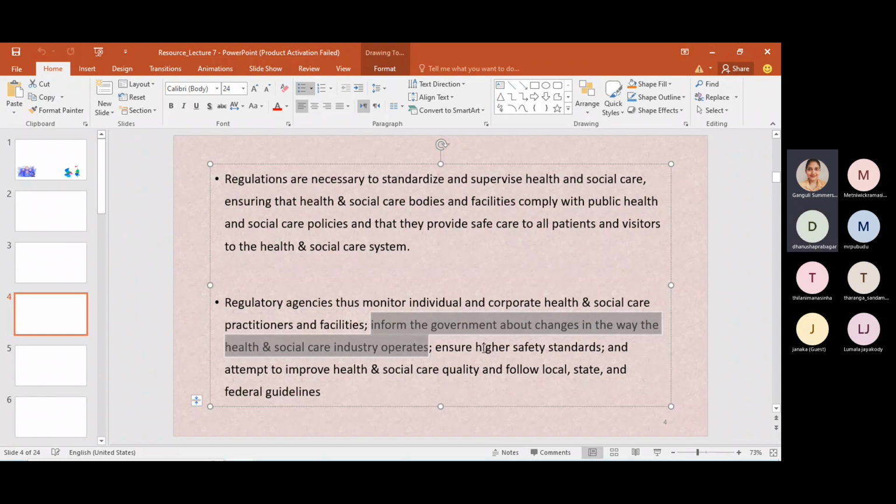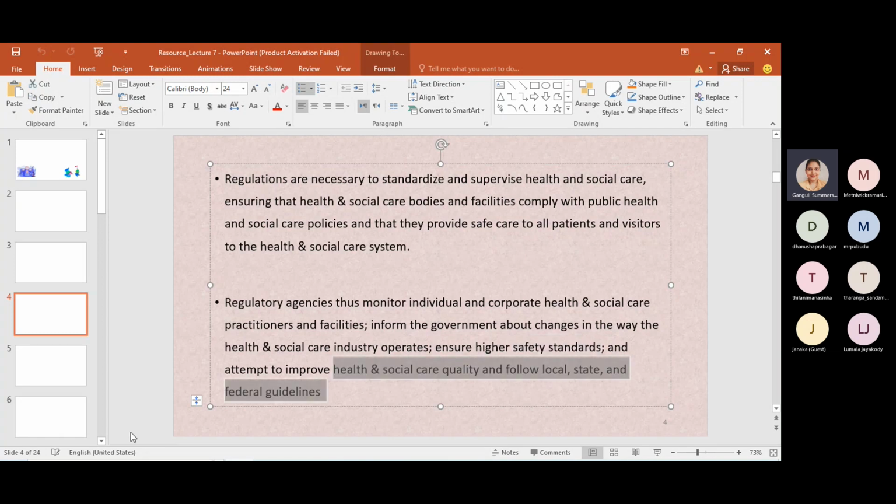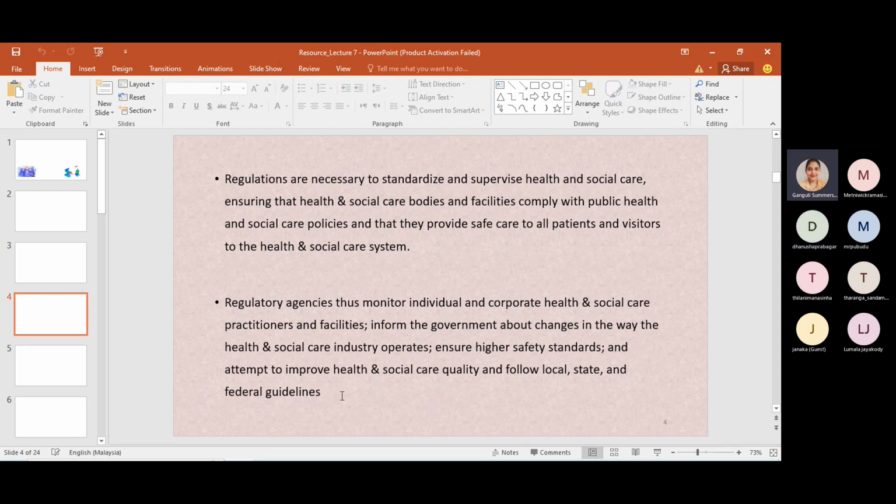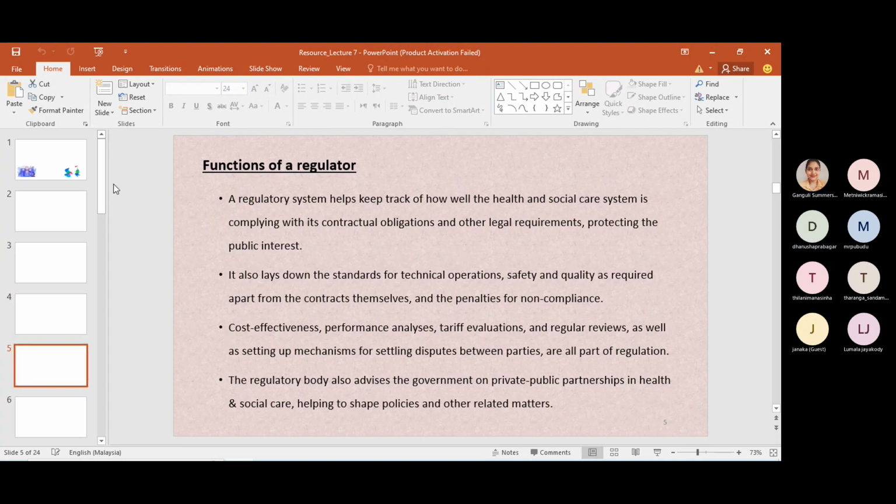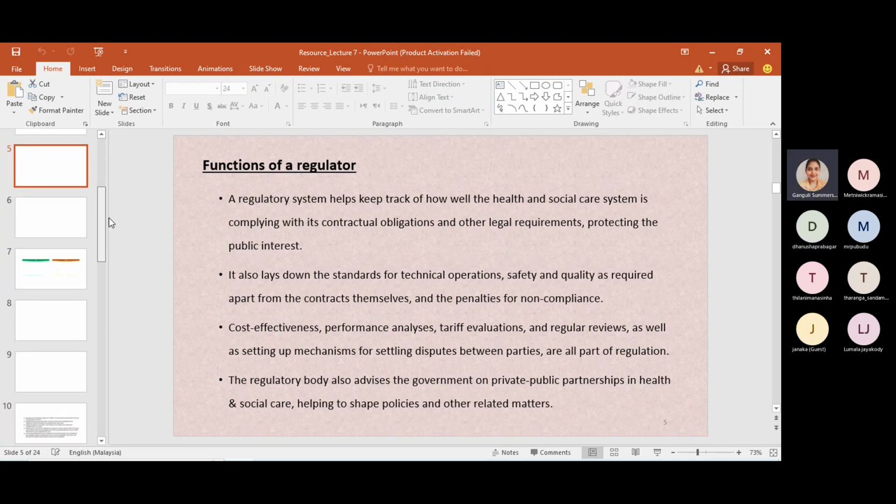And the regulatory agencies will also ensure the safety standards and improve the quality of the service provided by the health and social care workplaces as well. Okay, so these are a few things done by the regulatory agencies. Now we can see the functions of a regulator.